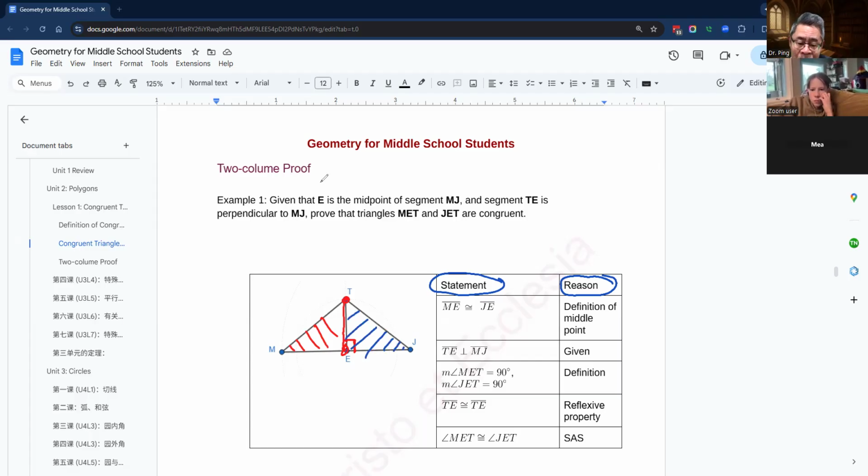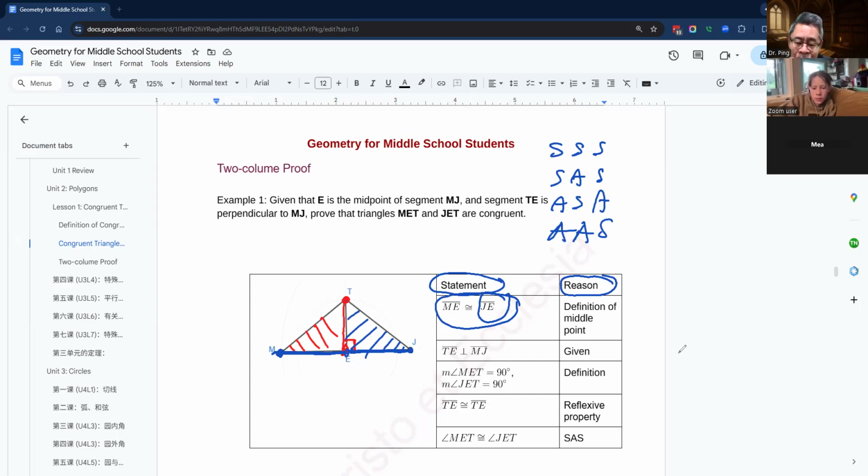Well, we know we have those theorems. So first of all, see what we know. And the first thing we're going to say, the line length ME, this one, is congruent to JE. And the reason tells why. Why? Well, because that's the definition of the midpoint, because E is the midpoint. So by definition, ME is equal to JE. So that's the first one. And we're trying to make either side-side-side, side-angle-side, angle-side-angle, or angle-angle-side. So that's what we're trying to get to.